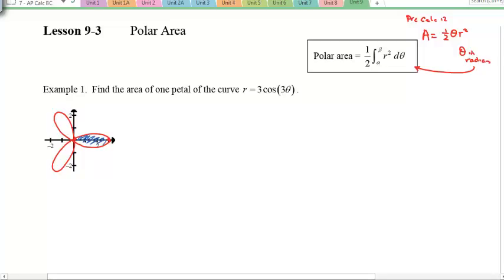And notice that this whole petal that I've colored in blue is also symmetric. Notice that this part in black will be the same as the remaining part in blue. So ultimately, I just need to find the area of the black part, which is 1/2 of one petal, and then just double it to find my area. So the question is, how do I find the actual area of this black petal? Well, I need to find alpha and beta.